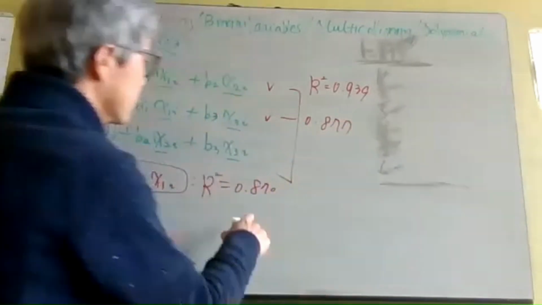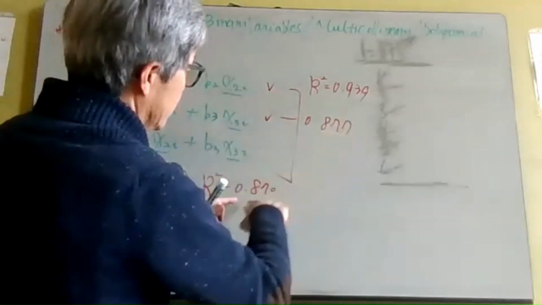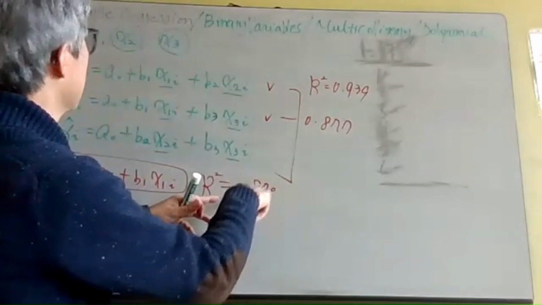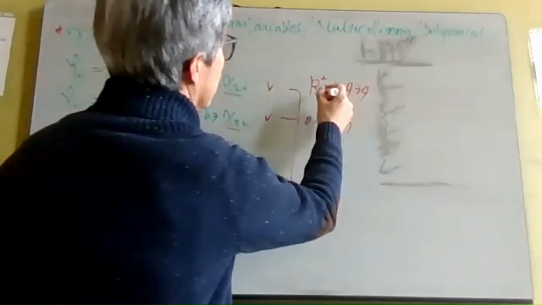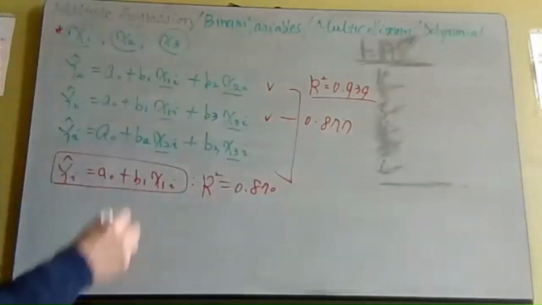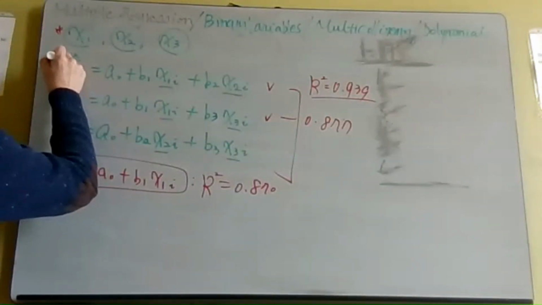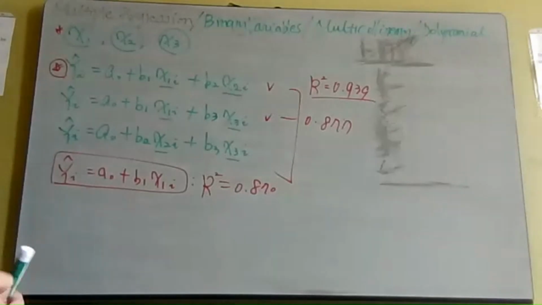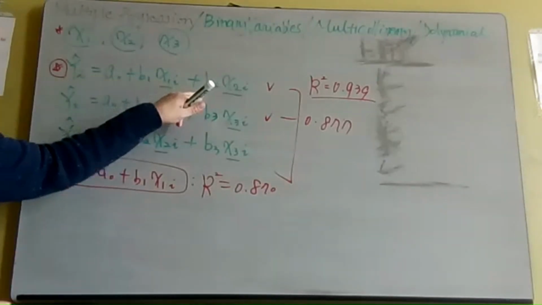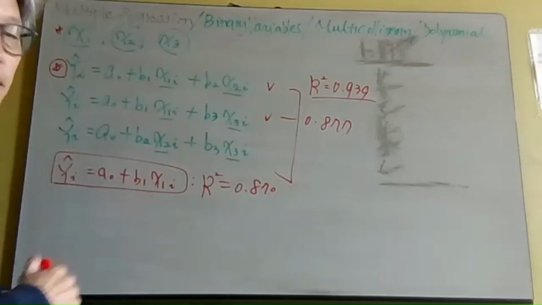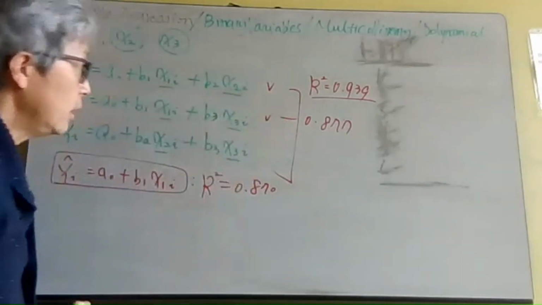No, that's 0.877. So now see which function has the highest R-square value. So this one, right? Now this multiple regression line is the best so far.